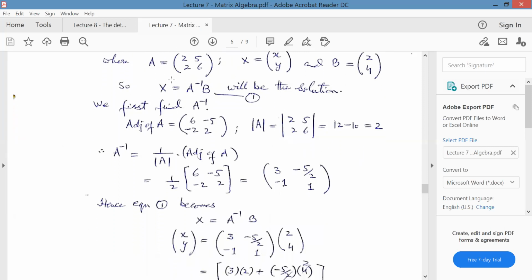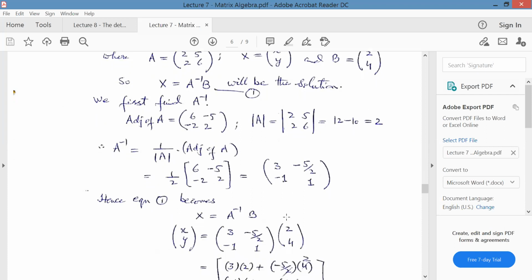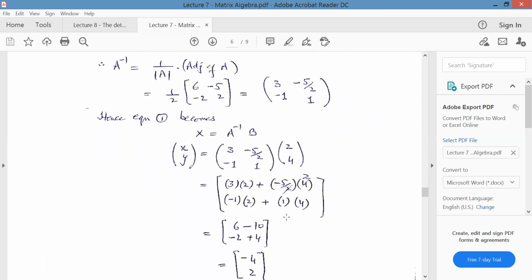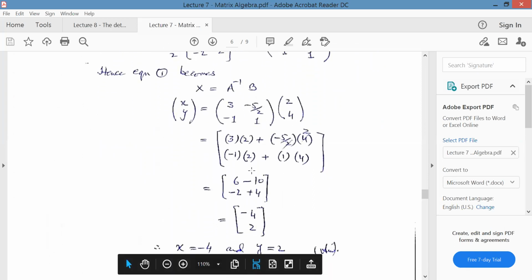देखिए ये आपकी इक्वेशन, so X is now xy, A inverse is this matrix right here, and B matrix you know is 2 and 4. Now multiply, right side पे दो matrices हैं, इन दोनों को multiply. Row with the column. So 3 times 6 and minus 5 by 2 multiplied with 4 will be minus 10. Okay. Then second row with the first column, minus 2 plus 4 and simplify. This will become minus 4 and this will become plus 2.